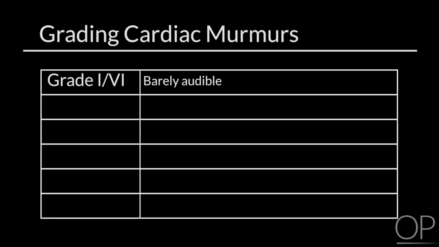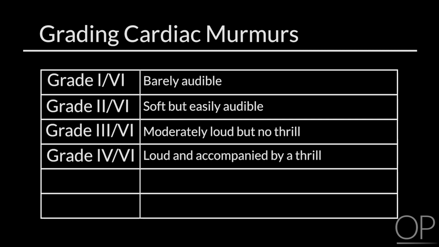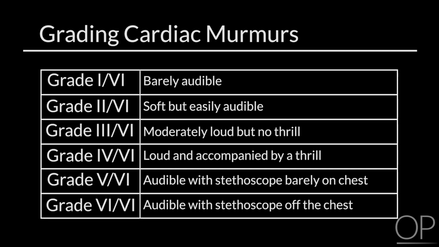Before we do that, it's important to remember that we grade murmurs and that we are standardized across all specialties in how we grade the murmurs. Grade 1 is barely audible. Grade 2 is soft but easily audible. A grade 3 is moderately loud but accompanied by no thrill when you put your hand on the precordium. Grade 4 is loud and has a thrill. Grade 5 is audible with a stethoscope barely on the chest, and grade 6 is audible with a stethoscope off the chest, and very rare.